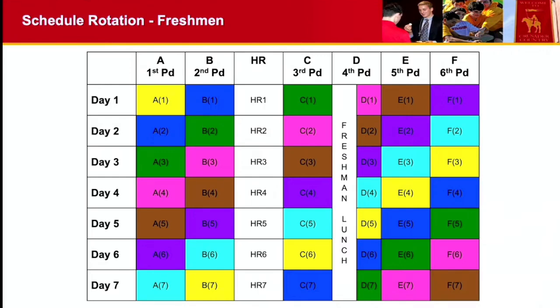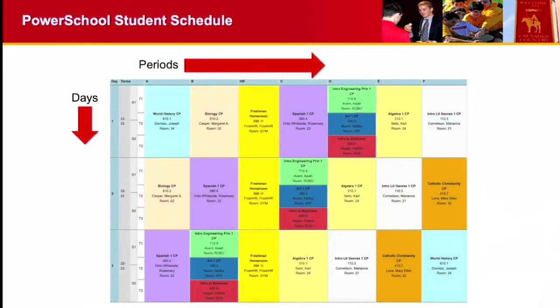You'll see this noted in PowerSchool. There's 2 different schedules that are on PowerSchool. The one is the matrix schedule, and that's exactly what I was just showing you. The matrix schedule is a visual representation of the same rotation. So the days go down, the periods go across.